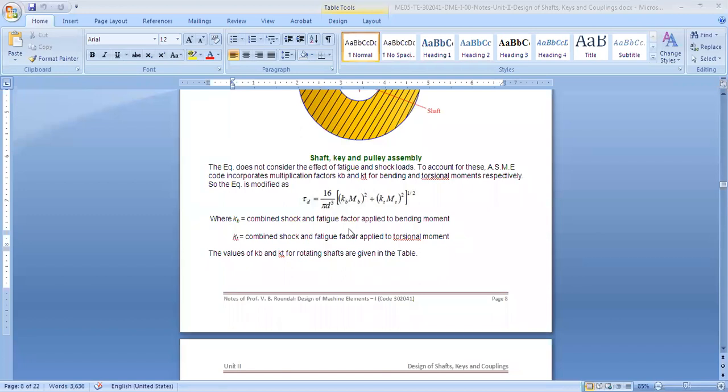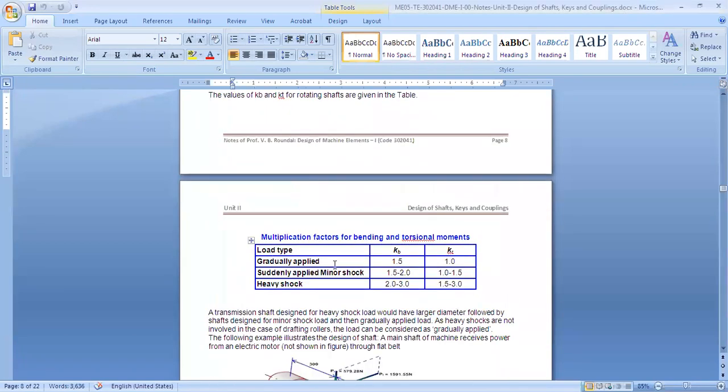So for your design you will use a larger bending moment than what you got from the calculation, just to make sure that your design is safer. Similarly for kt, whatever twisting moment or torque you got, multiply that with the factor, so that your design is safer. So what are these kb and kt? Now here is a table which gives you kb and kt. If the load on your shaft is gradually applied, then kb will be 1.5, so multiply the bending moment with 1.5, and the twisting moment multiply with 1. Basically, keep it as it is.